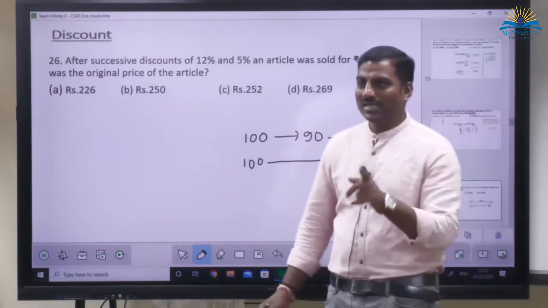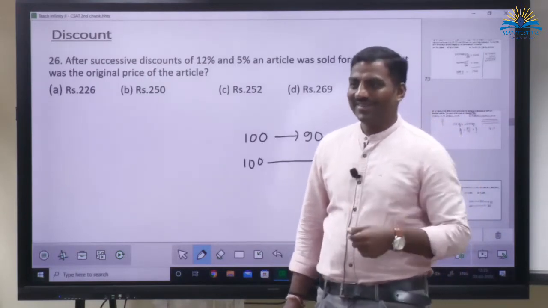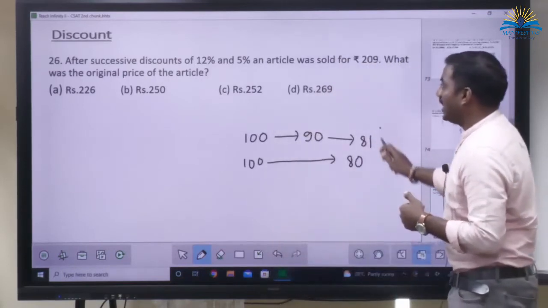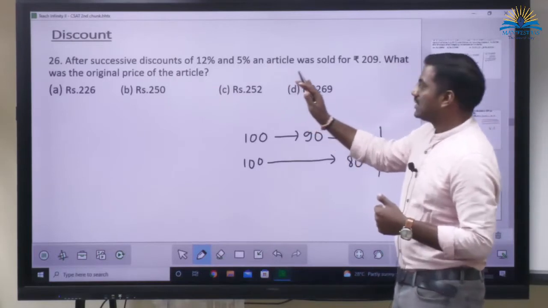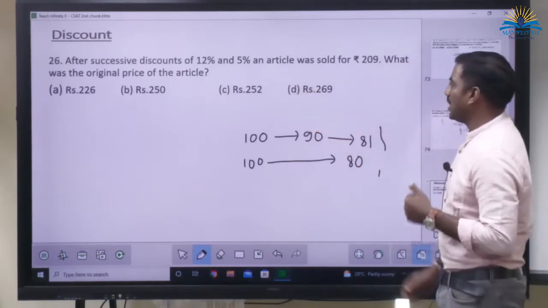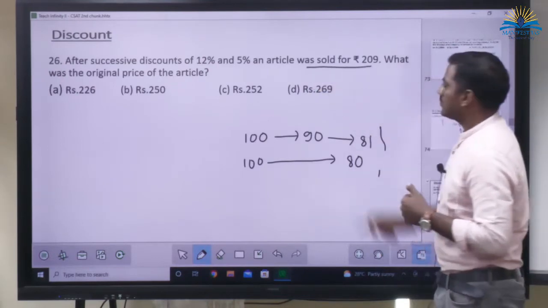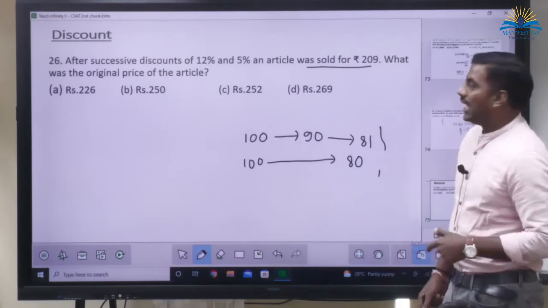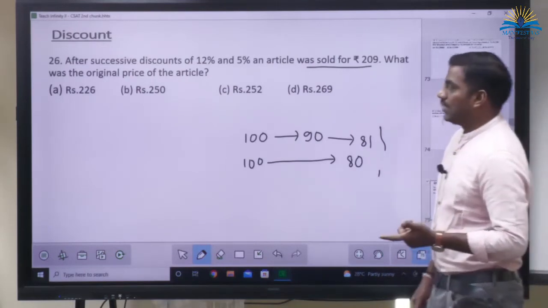No successive discount. But when you keep the shop, give successive discounts. Done? So you understood the gist now? After successive discounts of 12% and 5%, an article was sold at rupees 209. So first we attempted 12%, then 5%. What was the original price of the article?